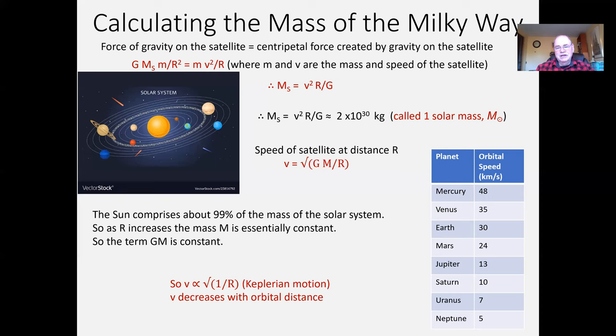You look at the speed of Mercury at 48 kilometers per second, going all the way down to Neptune at just 5 kilometers per second. It is following that Keplerian motion because we're going out further and further with R, and the mass that's making these speeds is not appreciably increasing at all. That's why she expected this curve.